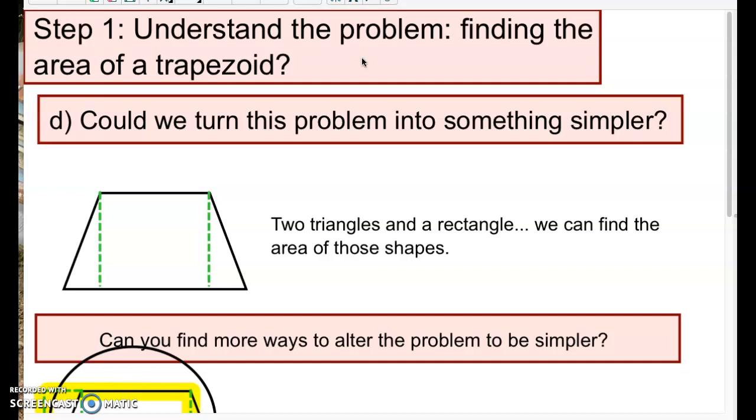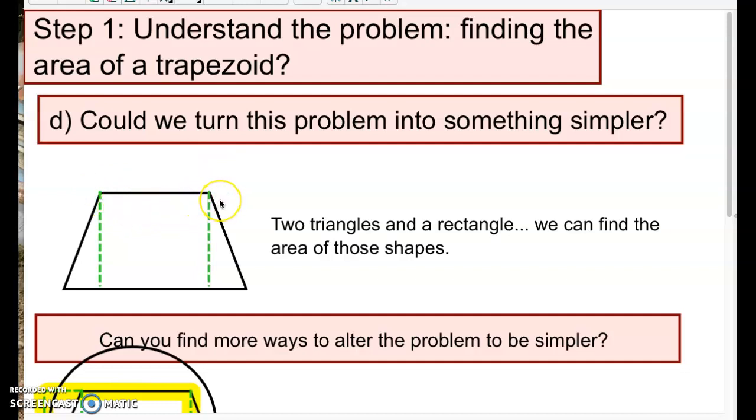Now, the first question I would pose to my students is, can we turn this problem into something simpler? Can we figure out how to simplify this so that we can maybe figure out a strategy for solving this thing? Now, to make it simpler, what I mean by that is, can we turn this into something we know how to find the area of?